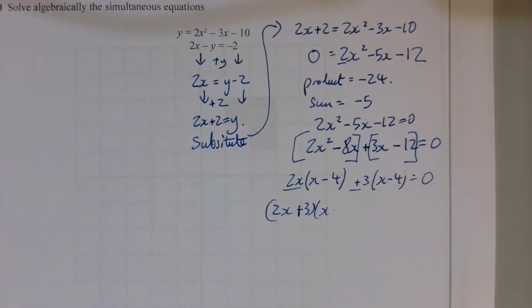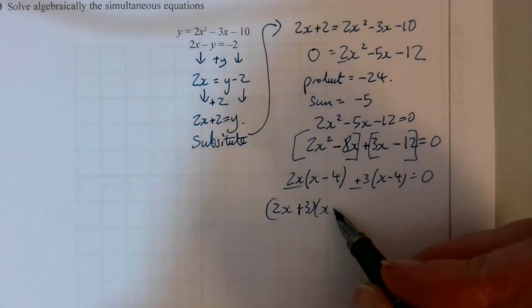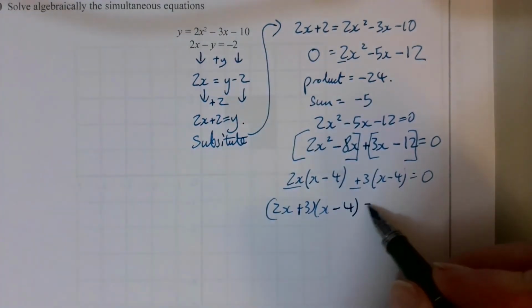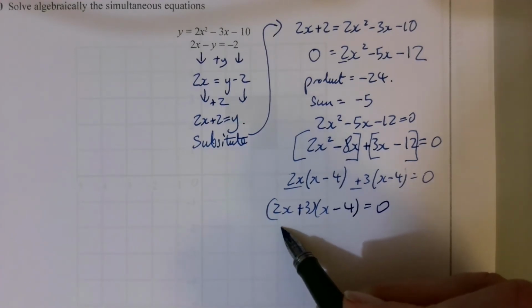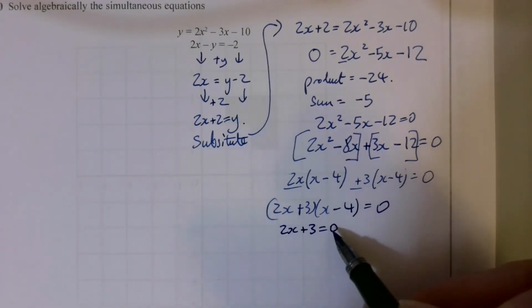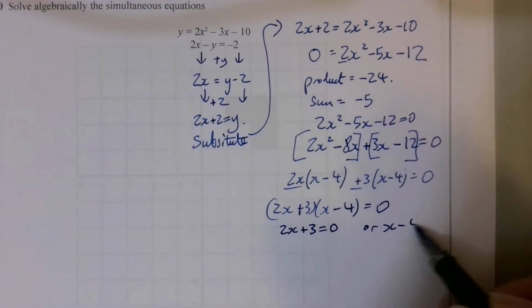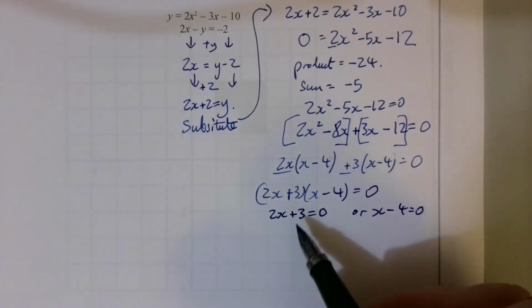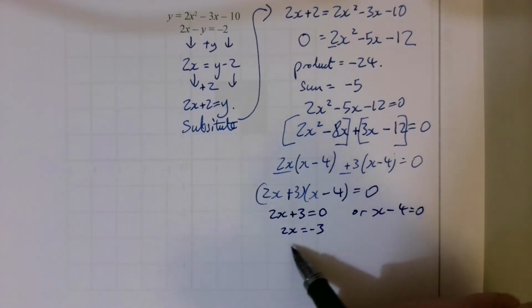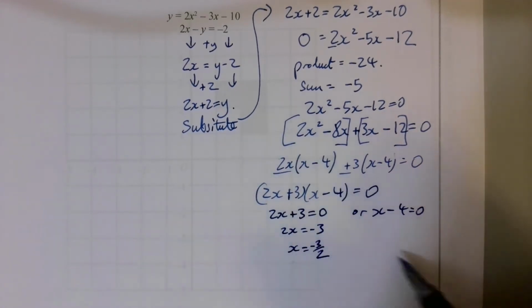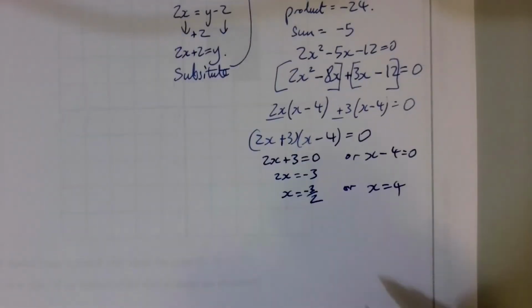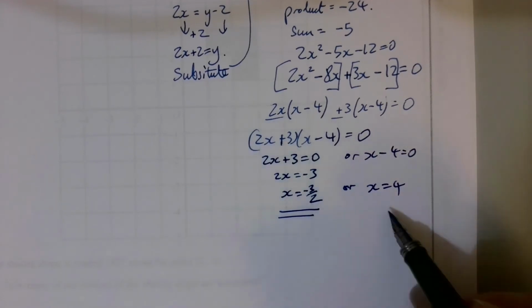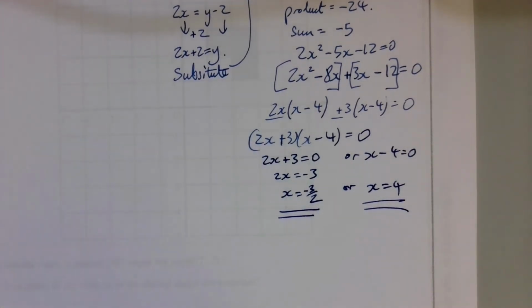Running out of ink, back in a moment. Equals 0, and then the brackets have to equal 0. So 2x plus 3 equals 0, or x minus 4 equals 0. Just rearrange this one quickly. 2x equals negative 3, so x equals negative 3 over 2, or x must equal 4. So those are your two answers, and you can leave it as a fraction or you can leave it as minus 1.5. It doesn't matter.